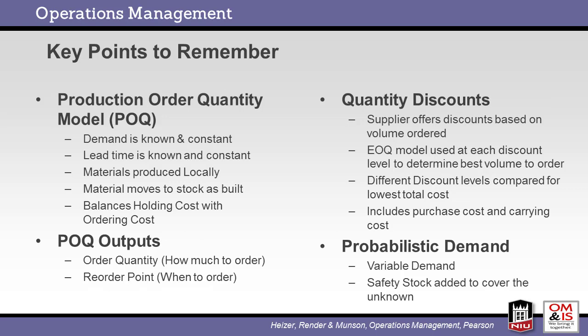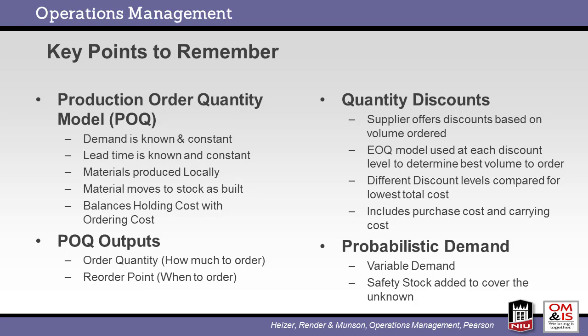More key points to remember. The production order quantity model is similar to the EOQ, except that material is manufactured internally. As a result, material moves from the internal fabrication center to stock continuously as produced. The goal, as before, is to balance holding costs with ordering and setup costs. The order quantity and reorder point are calculated here again.